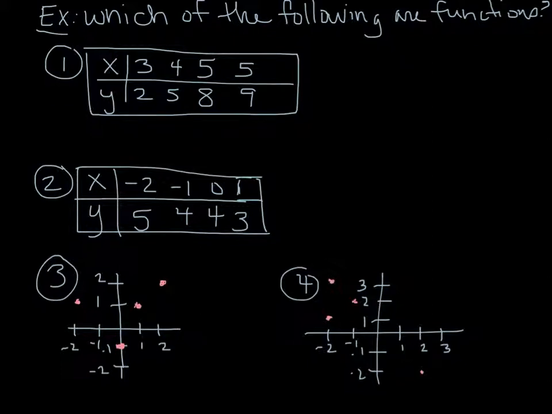And one thing, 3 is okay because it only has 2. 4 is okay because it only has 5. However, 5, when x is 5, y can be both 8 and 9. So this one is not a function.